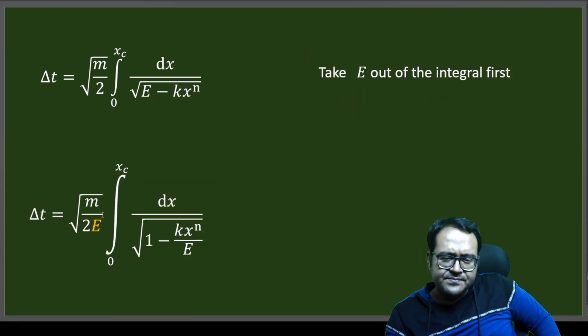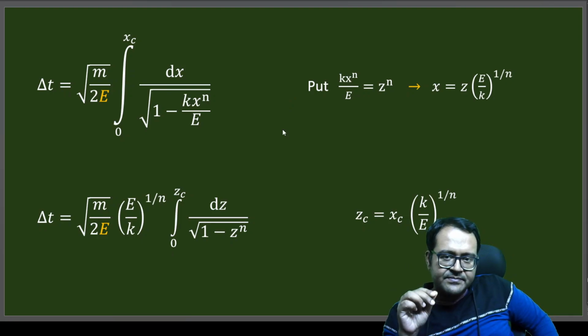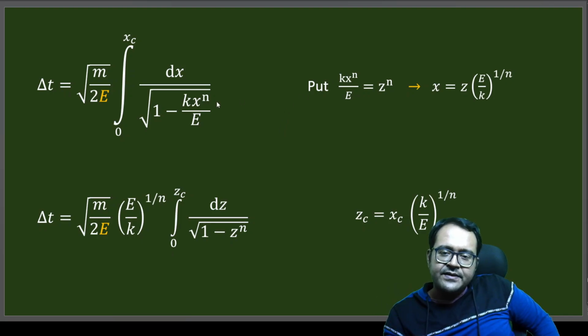Okay, just take one e outside. So take e out of the integral as a square root, and we get the square root of 1 minus kx to the power n by e. Now we change a variable. This is a standard technique. Go through it at least once in your lifetime. You will need it in all your competitive exams relevant to physics. So this kx to the power n by e, the whole thing, you put as z to the power n.